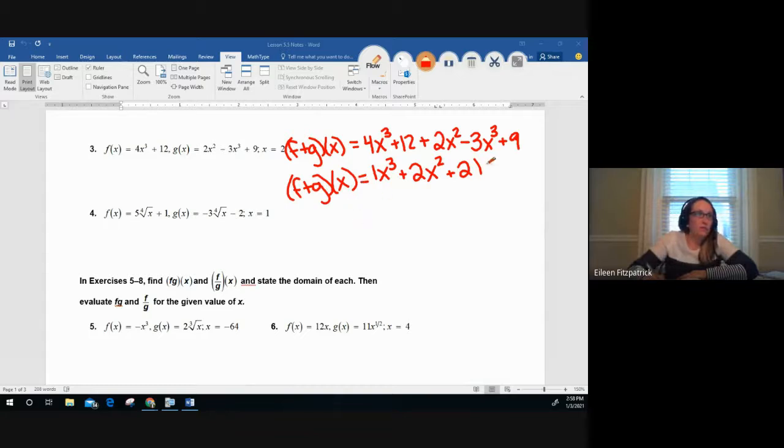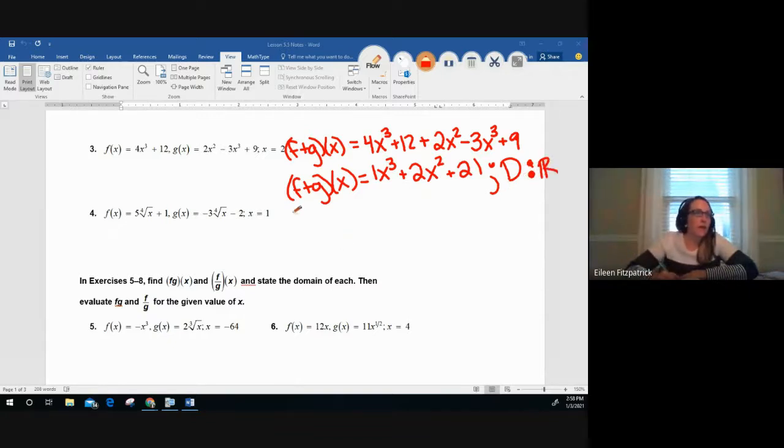For your domain here, look at the original. Any restrictions on what you can plug in for x in the f of x function? There are none. You can cube a positive, a negative, and a 0, and fractions and decimals, any number you can think of. In the g of x function, can you plug in positive, negative, zeros, decimals, fractions, any number for x here and there? Yes, because you can square any number, you can cube any number. So the domain is all real numbers.